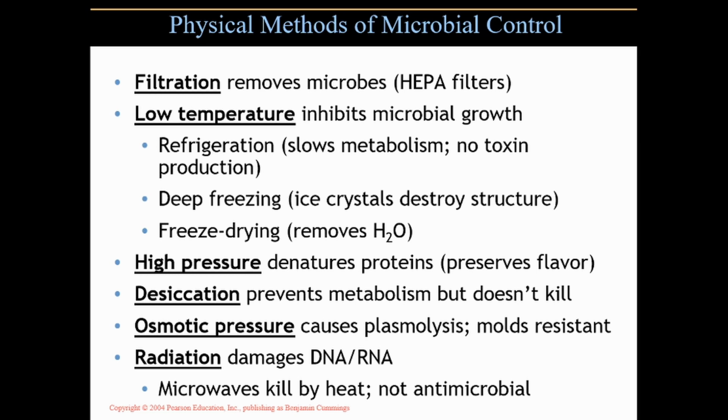High pressure will denature proteins, like, of course, enzymes, so squashing them and tearing apart the three-dimensional structure of the enzymes. Desiccation, totally drying out, so no water available, no metabolism, but doesn't kill them, but eventually they're going to die out because there's no water available. Osmotic pressure will cause plasmolysis. That usually refers to salting or having a lot of sugar, like, for example, in a syrup. Corn syrup, it just doesn't go bad. Honey doesn't go bad because of the plasmolysis that occurs in the microbes if they land on it.